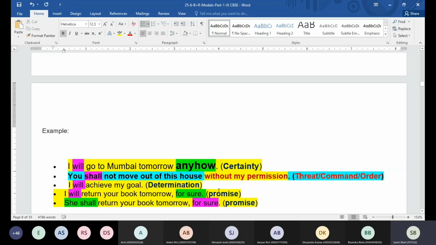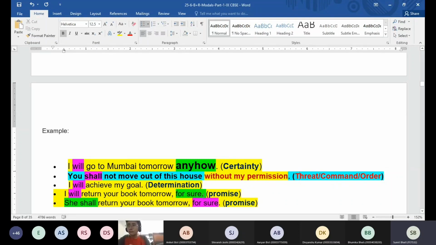When there is determination, you made a statement, but you are very determined about it. You really want to make it complete. So you can say, "I will achieve my goal." When I say I will achieve my goal, we are showing determination in the sentence. You can also say, "I shall achieve my goal someday." Then there is no surety. Getting better?